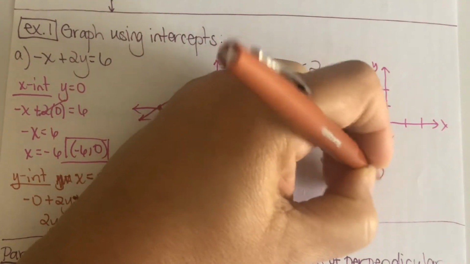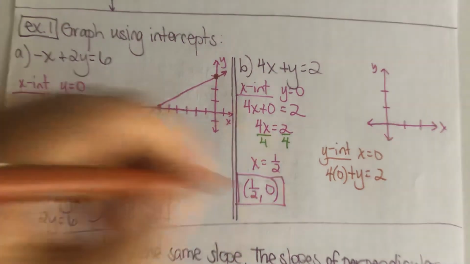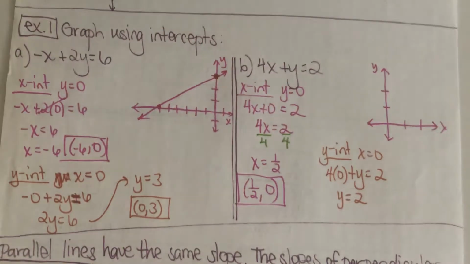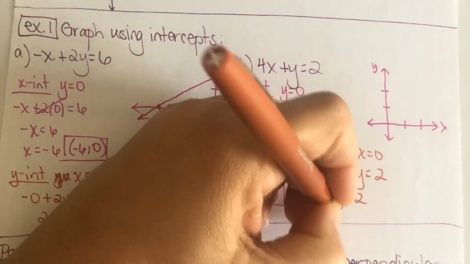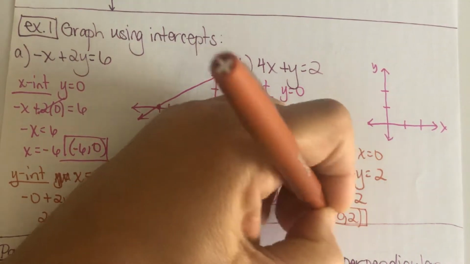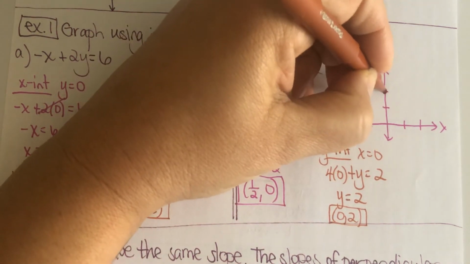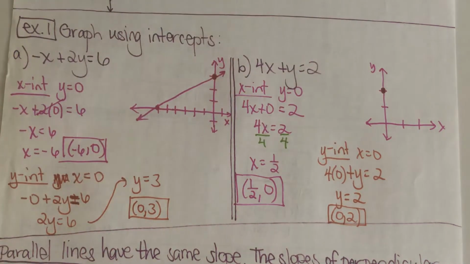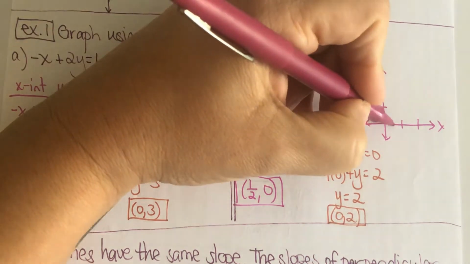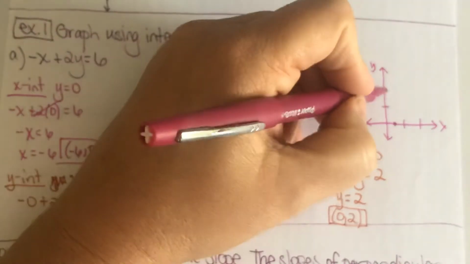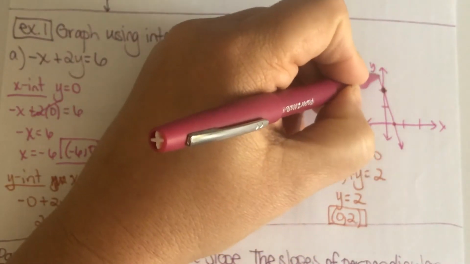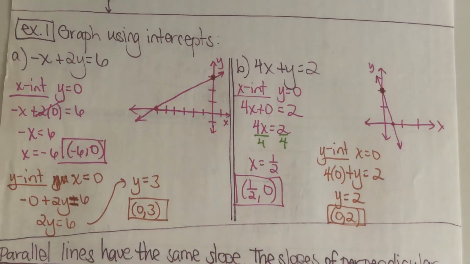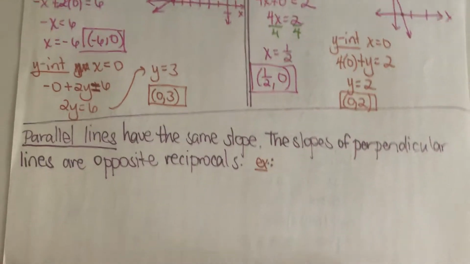And you really don't have to write all of this out if you're comfortable jumping straight to the y equals 2. I do want you to show some work, but you don't have to show as much as I'm showing, okay? So I'm going to go over 0 and up 2 for my y-intercept. And I'm going to go over 1/2 and up 0 for my x-intercept. And I'm going to connect the dots. Okay, so this is still Algebra 1 review.